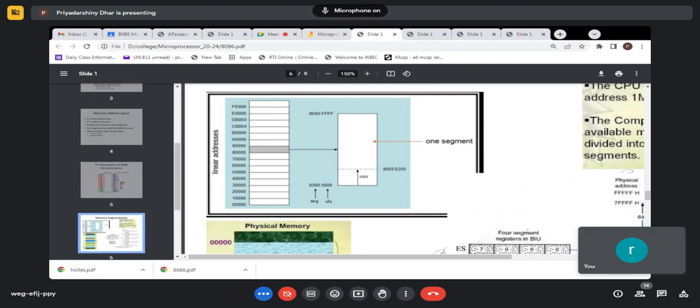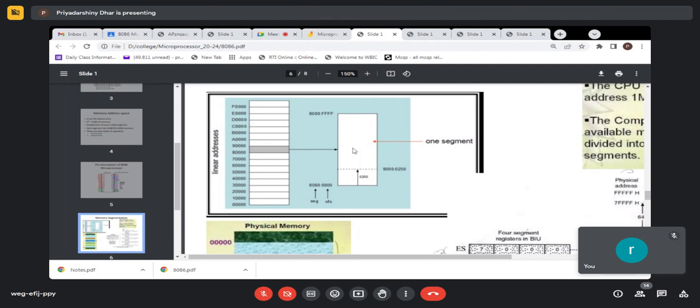64 kilobyte. So each segment is 64 kilobyte. Now here this is one segment, it is 64 kilobyte. This is another segment, which is also 64 kilobyte of memory. Clear? So one segment equals 64 kilobyte.